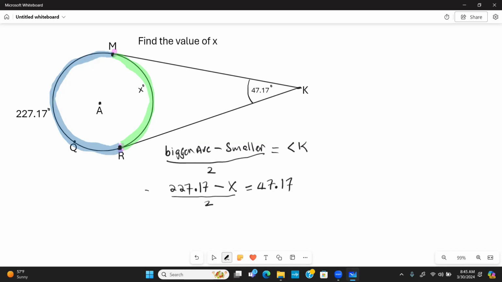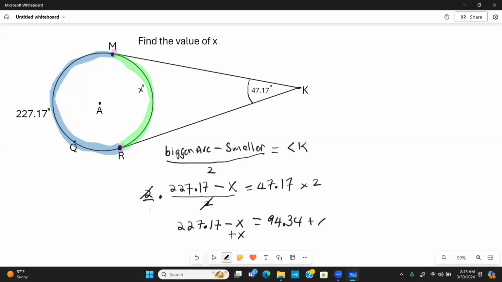If we're going to solve for x here, we just solve this algebraic equation. We're going to multiply both sides by 2. On my left side, this 2 would cancel itself, so I'm left with 227.17 minus x. And this is going to equal 2 times 47.17. That's going to give me 94.34.